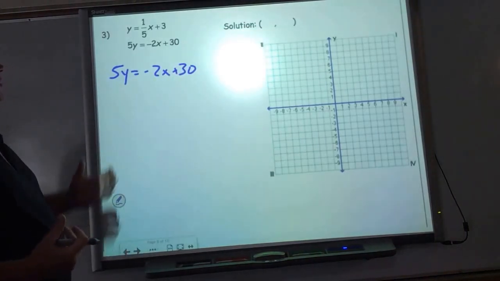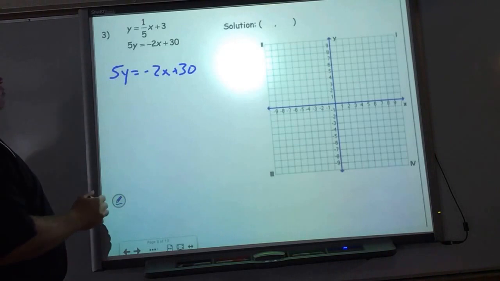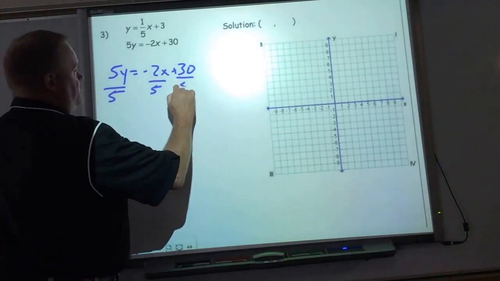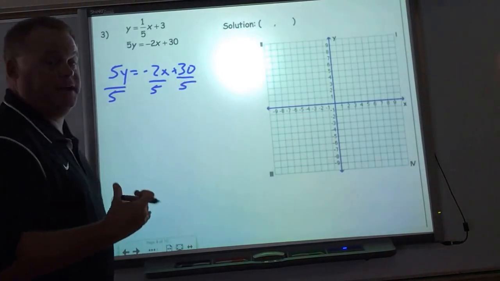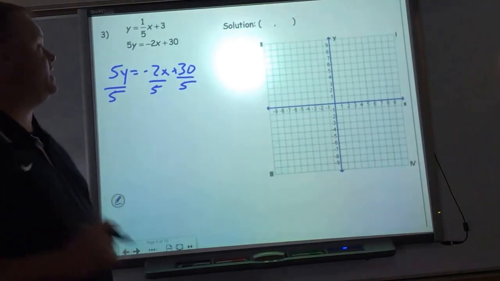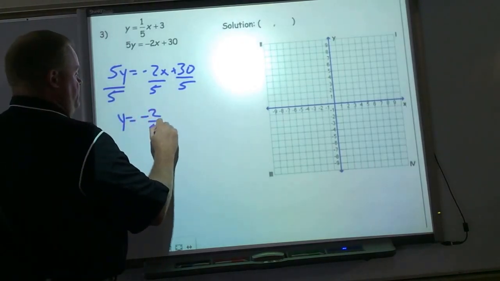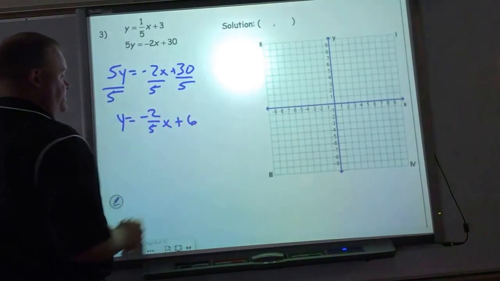Well, the easiest way to solve it is just to divide by 5. I need the y by itself. So divide by 5, divide by 5, divide by 5. What I do to one side, I must do to the other. So this becomes y equals negative 2/5 x plus 6.